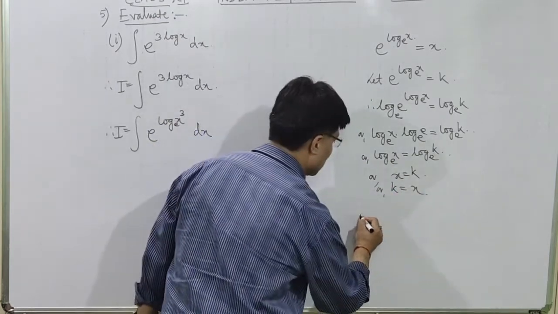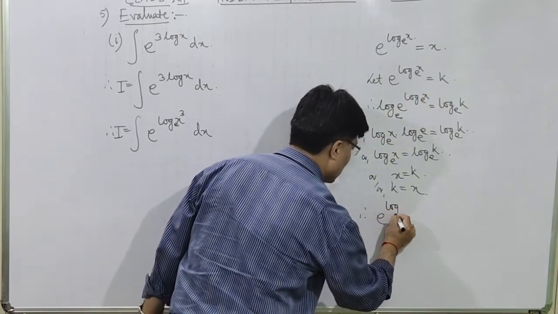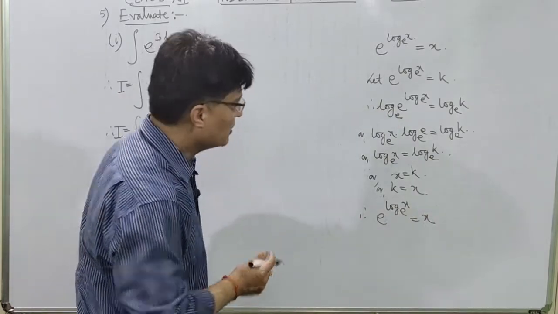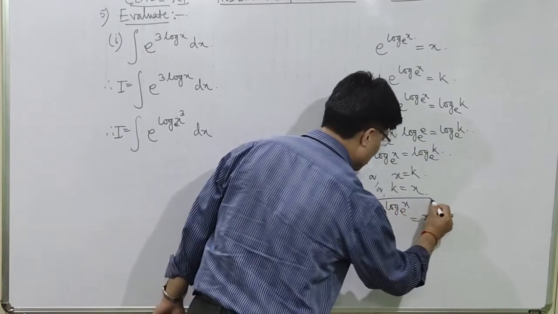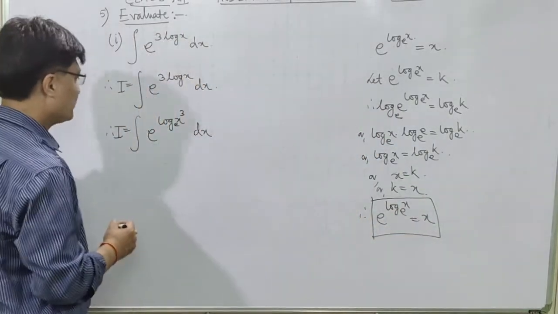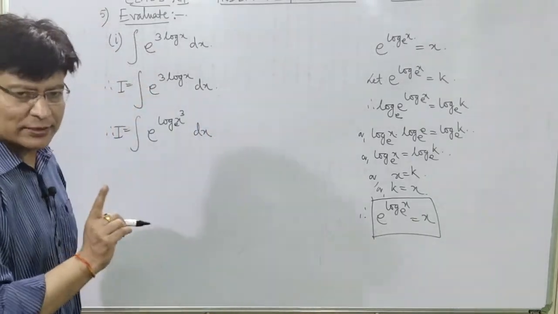That means instead of k you can write this e to the power log x base e, which is equal to x. Okay, you should remember this: e to the power log x base e is what? It is always x. You don't have to derive it every time, just remember that e to the power log x base e is equal to x, right?